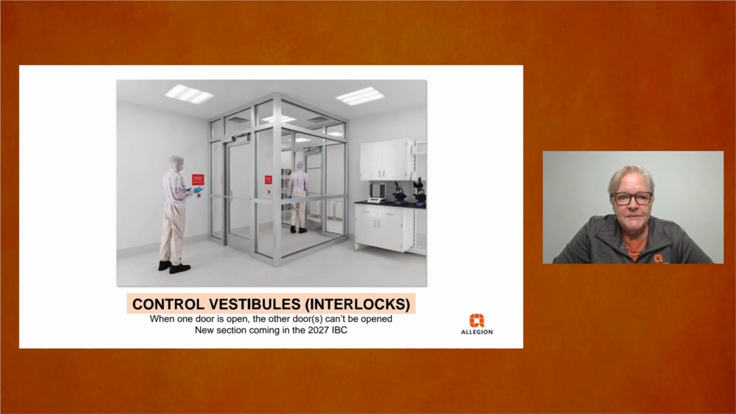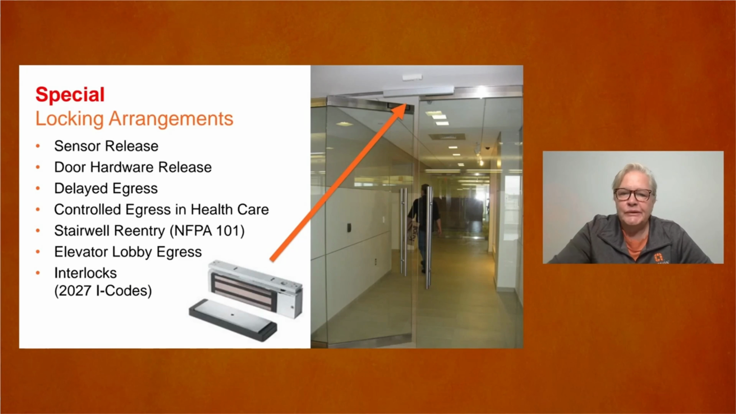And all of these special locking arrangements that I mentioned do require the UL 294 or 1034 listings according to the 2024 codes, except that the I codes don't require the listings for stairway doors in the I code section that covers stairwell reentry. So NFPA 101 does require the listings for stairway doors with electrified locks. Now that's a whole other topic. We'll talk about that on another day.